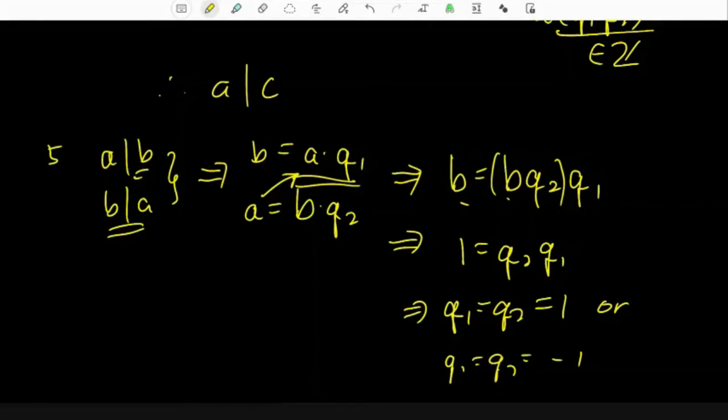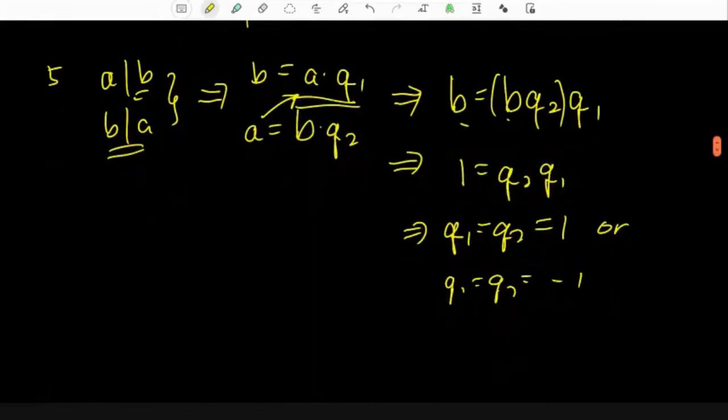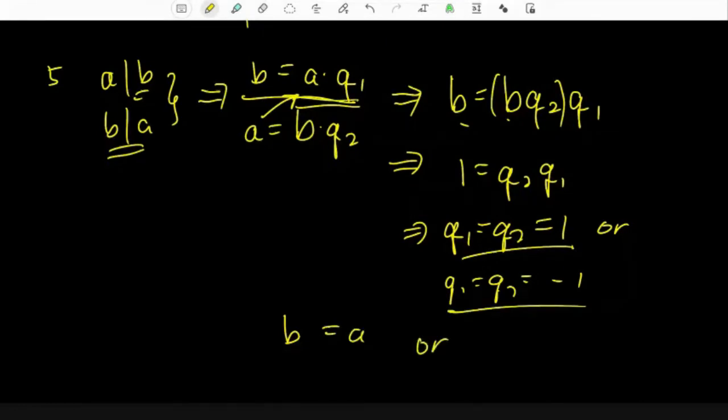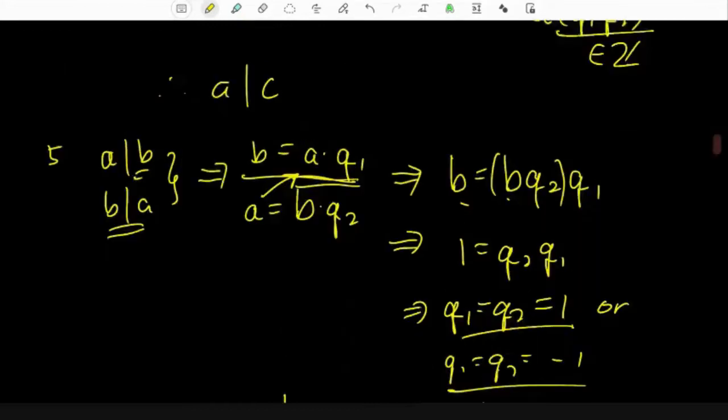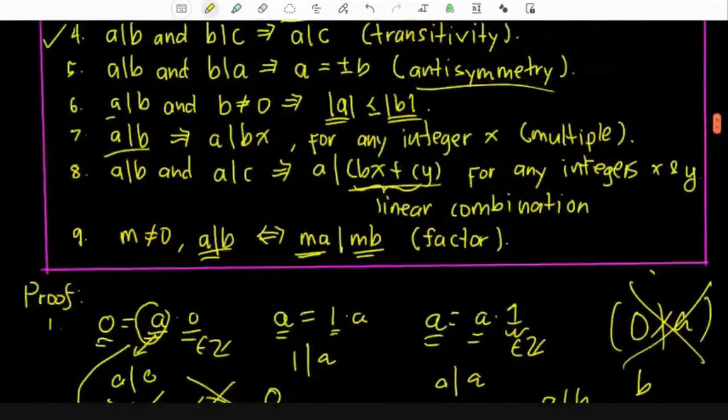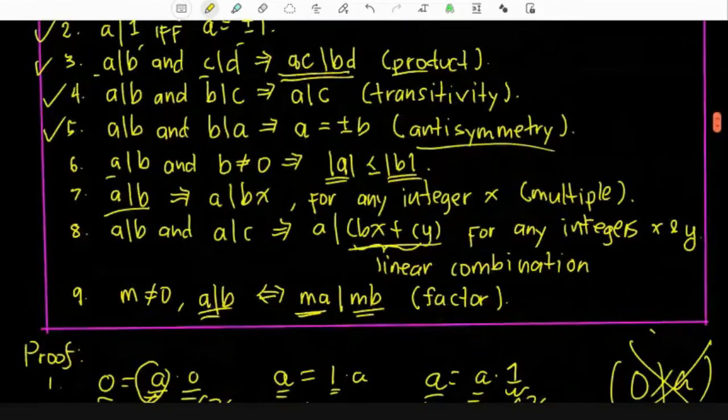Pag binalik natin yun sa equation natin, so parang sinasabi mo na pag sa case na to, ibig sabihin B is equal to A. Sa case na to, ibig sabihin B is equal to negative A. So that means A is equal to plus or minus B. Okay? Okay tayo sa 5. Again, all you need to do is to show the definition. Yan lang kadali.